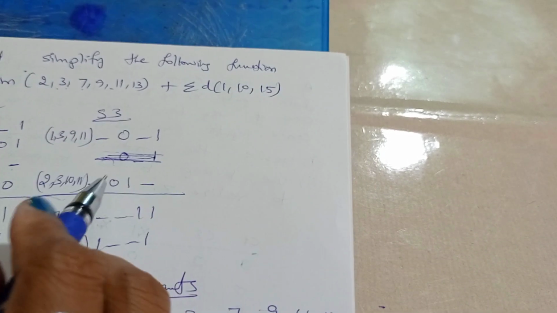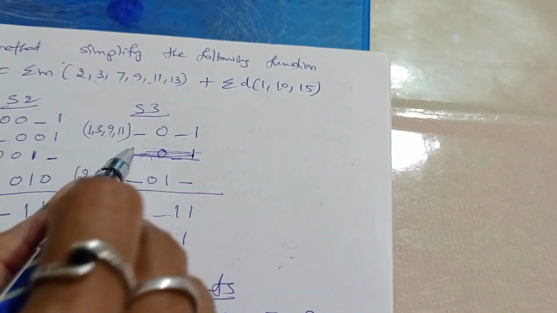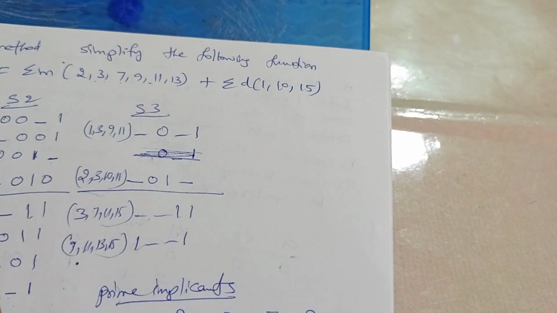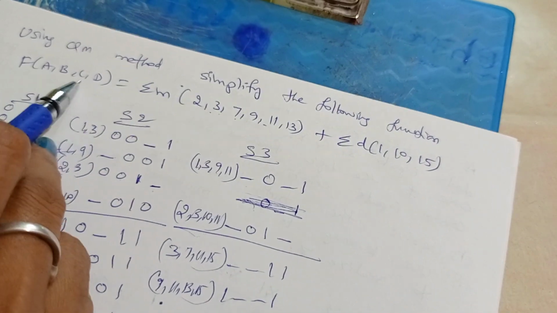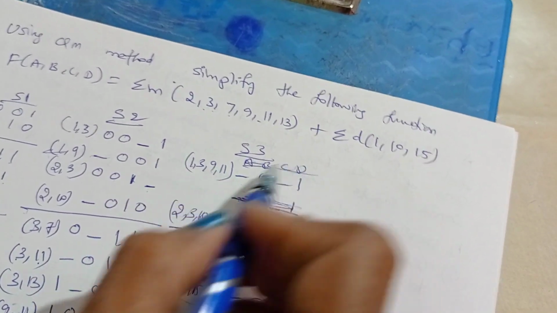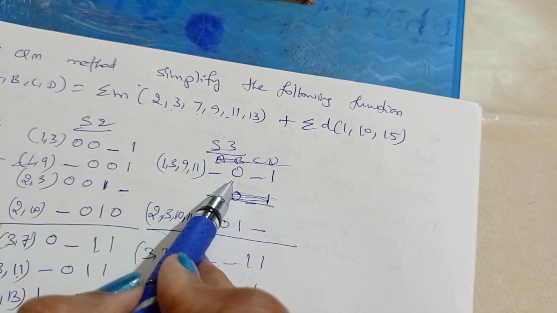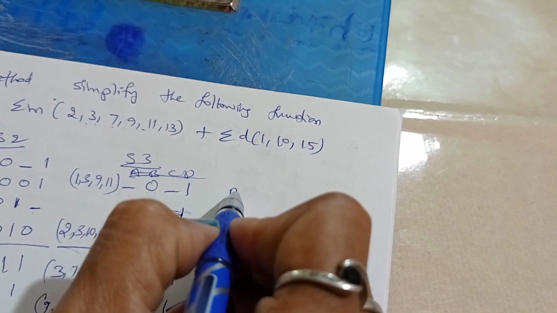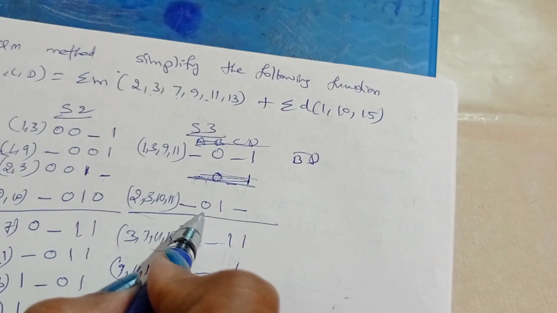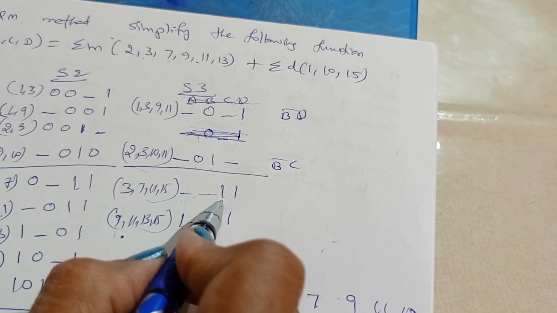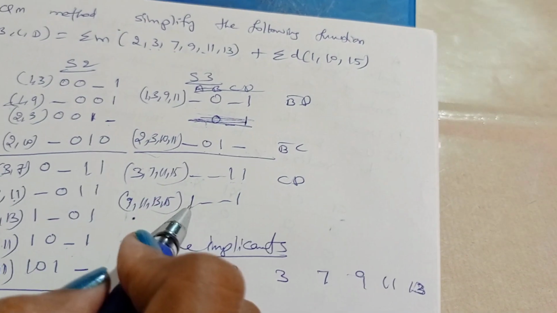And what are all the final terms? That is here A, B, C, D. Yes, according to this given A, B, C, D. So B is 0, B bar, D is 1, D as it is. So B bar D, next here B bar C, and here CD, AD.